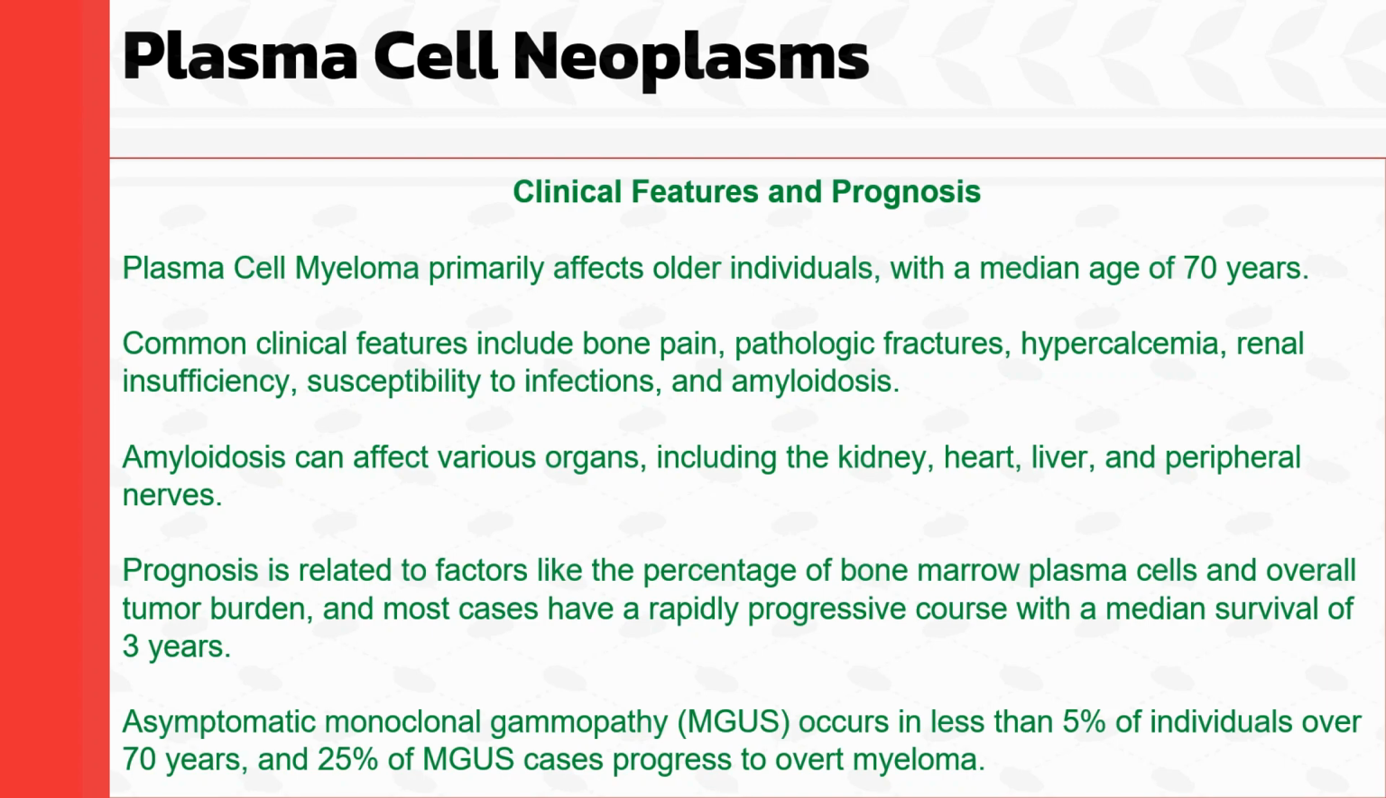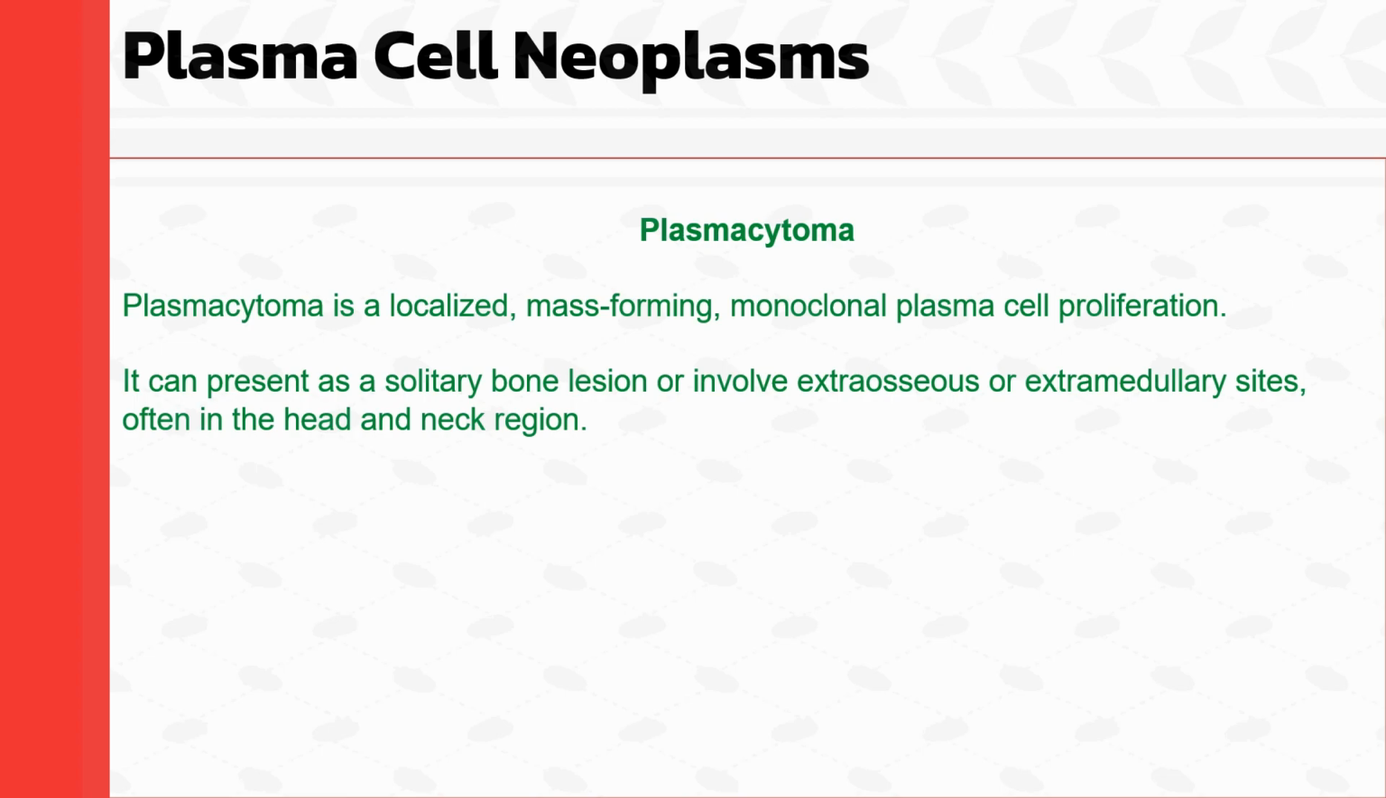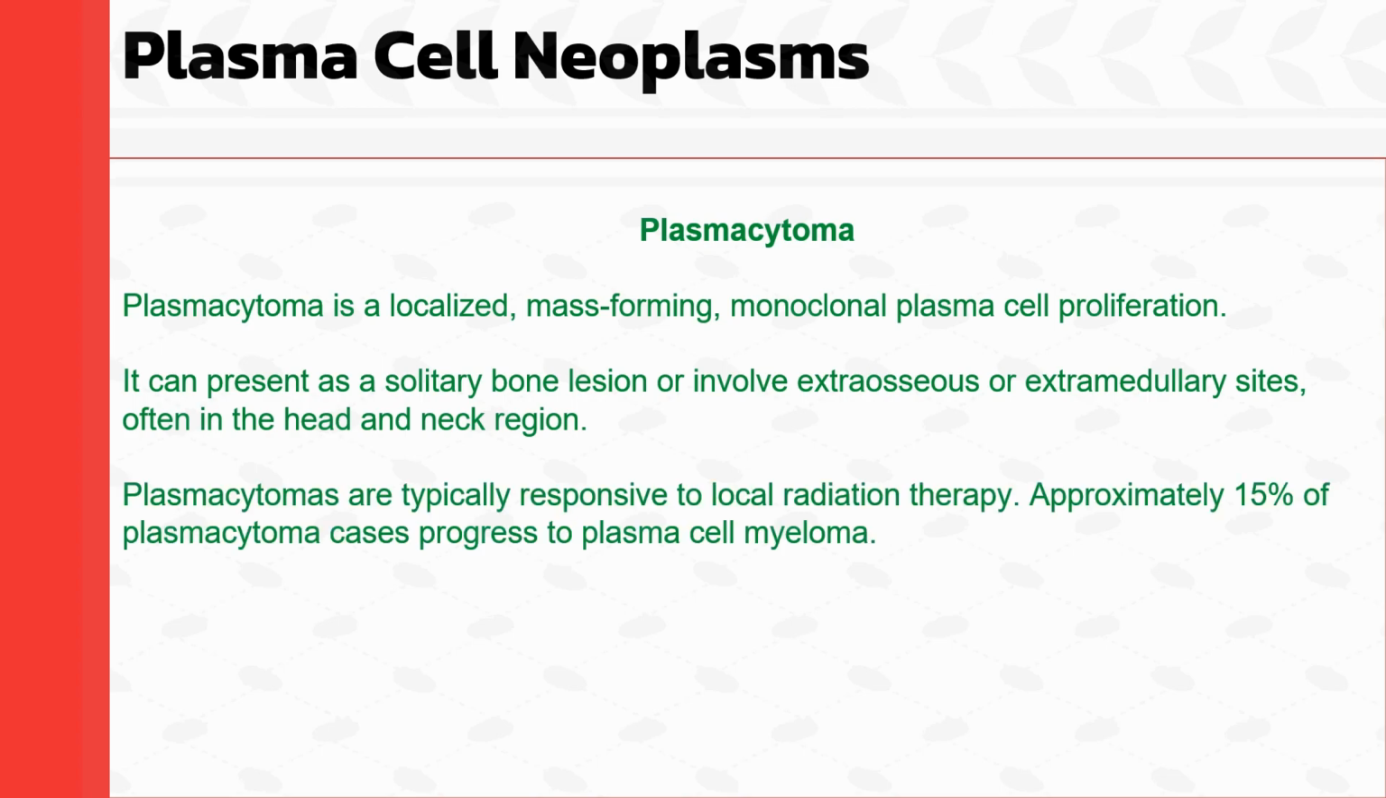to overt myeloma. Plasmacytoma is a localized, mass-forming, monoclonal plasma cell proliferation. It can present as a solitary bone lesion or involve extraosseous or extramedullary sites, often in the head and neck region. Plasmacytomas are typically responsive to local radiation therapy. Approximately 15% of plasmacytoma cases progress to plasma cell myeloma.